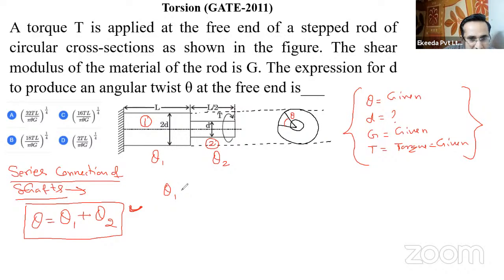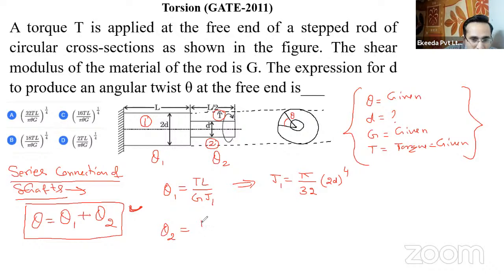So total angle of twist will be theta 1 plus theta 2. What is theta 1? Theta 1 will be equal to T L upon G J, where torque is T, length of the rod is L, G is the modulus of rigidity of this shaft, and J is the polar moment of inertia of this shaft, or J1 we can say. And what is J1? That is pi by 32 into (2d) to the power 4, right? This is J1. Now theta 2, what is theta 2?